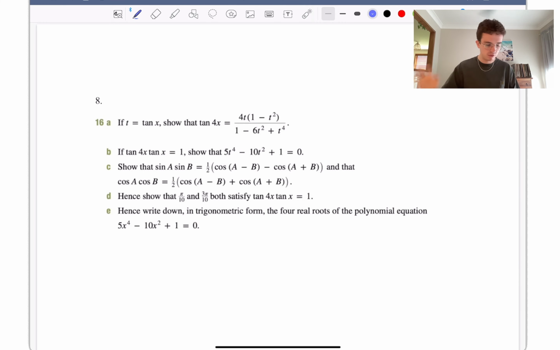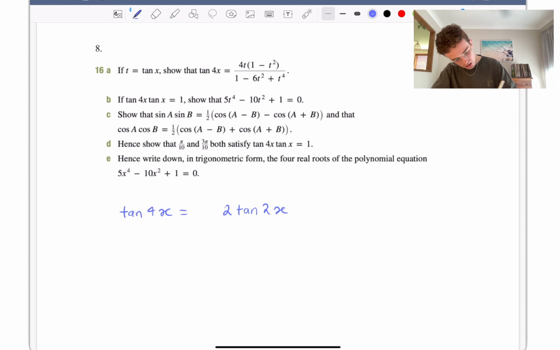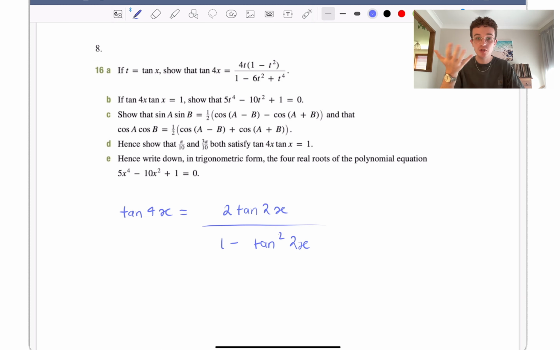Okay, now to one that's just from the textbook. Quite a long one, this question, but anyway, we'll have a go. If t is equal to tan of x, show that tan of 4x is that there. Okay, let's get tan of 4x, and we're going to use our double angle identity and realize that this is 2 tan of 2x over 1 minus tan of 2x squared. That's because tan of 2x is 2 tan of x on 1 minus tan squared of x.